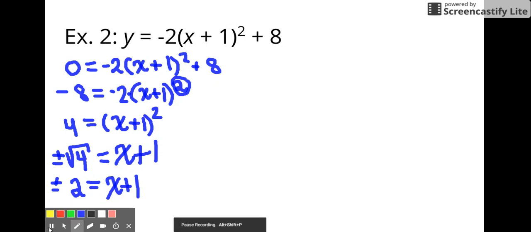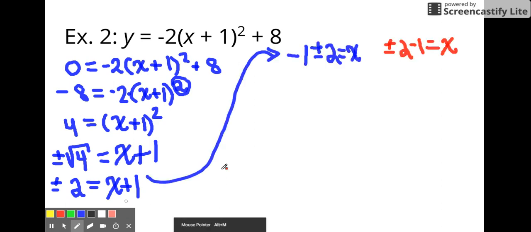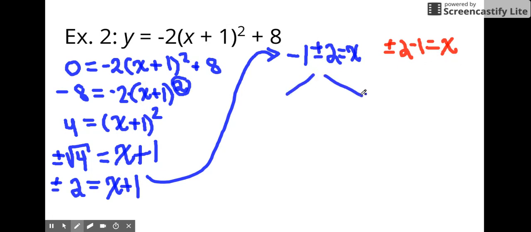There are two ways to show that, and I'm going to show you both of them now. Usually what mathematicians do is to put the negative 1 in front of the plus or minus. So negative 1 plus or minus 2 equals x. But if you wrote plus or minus 2 minus 1, it's the same thing. So when we say plus or minus, that means we have two different possible solutions. We either have negative 1 plus 2 is equal to x, or negative 1 minus 2 is equal to x.